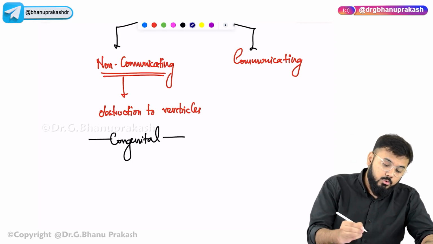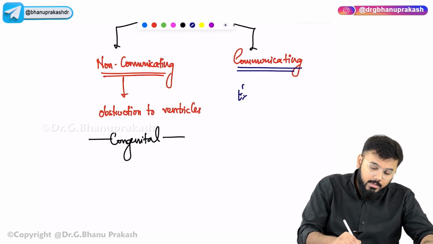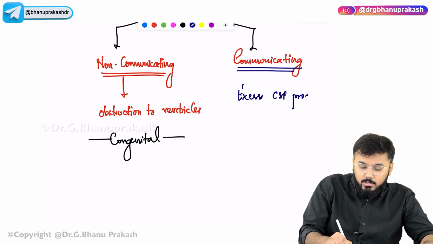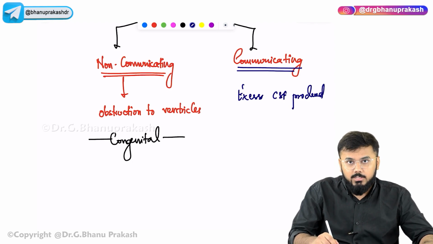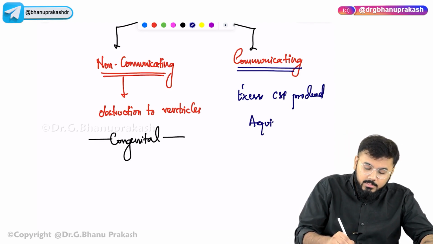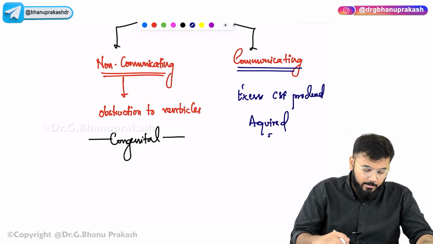Now, when it comes to the other problem, that is communicating hydrocephalus, here what is happening? Here there is an excess amount of CSF that is produced. And this condition is an acquired condition. So, these are the basic two things which you want to remember.